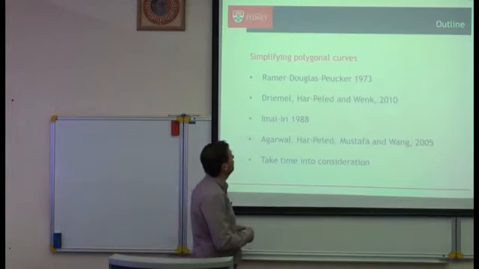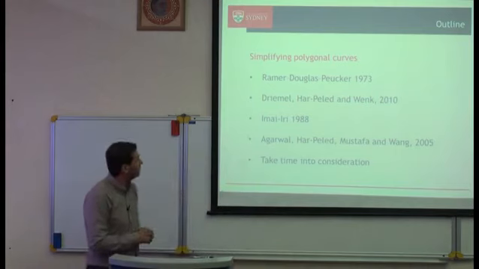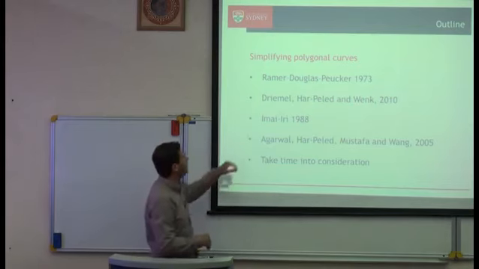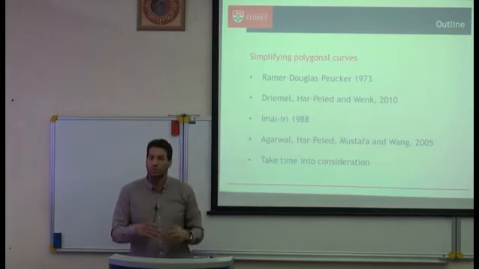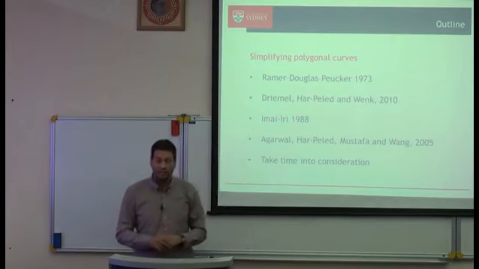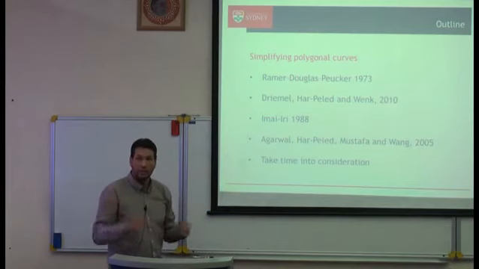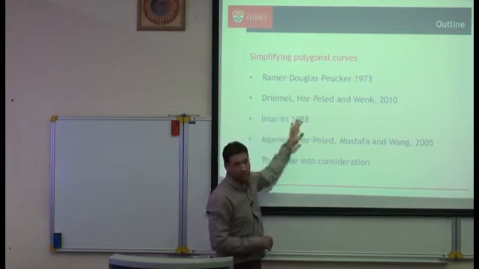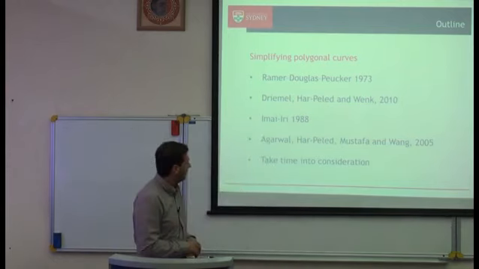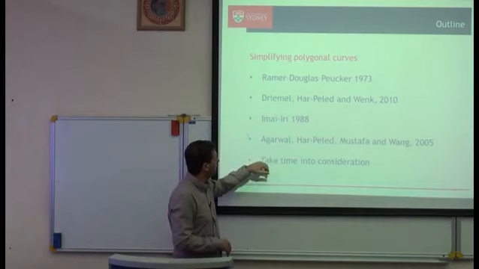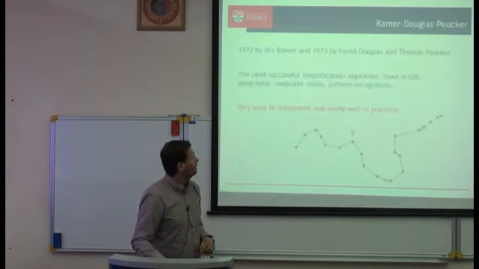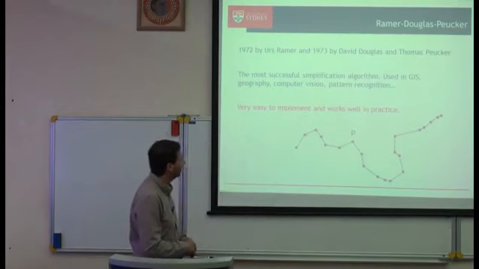Okay, so I'm going to talk about 4 algorithms today. I'm going to talk about the famous Douglas-Peucker algorithm, which I found out when I was looking it up was actually also invented by someone called Rama. So I would call it the Rama-Douglas-Peucker algorithm. And then there is a very simple simplification algorithm that I'm sure has been used many times before, but it was highlighted in the computational movement analysis literature as late as 2010. Then there's the famous Imai-Iri algorithm, and then I will talk about the Agarwal, Har-Peled, Mustafa, and Wang algorithm. Okay, so let's start with something very simple, the Rama-Douglas-Peucker algorithm.